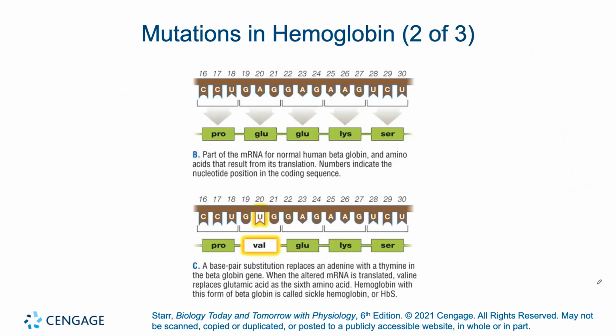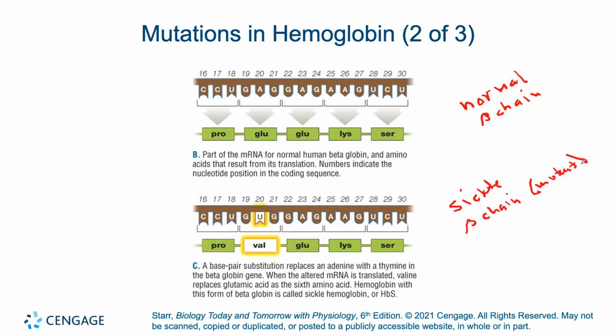all right, this would be the normal beta chain of hemoglobin. And this is the sickle beta chain of hemoglobin. This is a mutant.